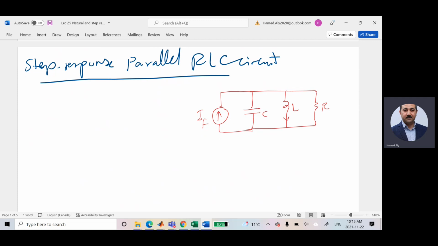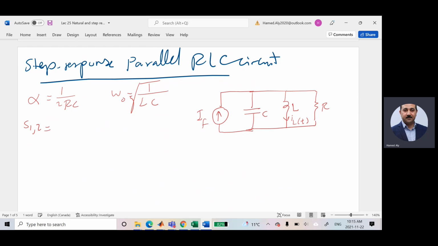And I'm looking for calculating iL of t. Again, I have one of three conditions. The first step is to calculate alpha, which is equal to 1 over 2RC, and omega naught, which is equal to the square root of 1 over LC.